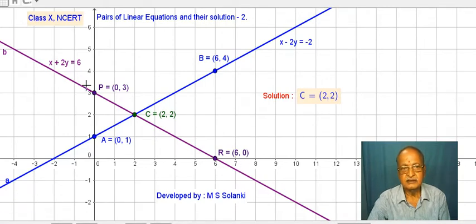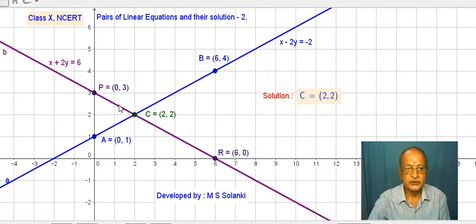And then we have seen that x plus 2y is equal to 6 is passing through P and R, where the coordinate of P is 0, 3 and of R is 6, 0. And x minus 2y is equal to minus 2 is passing through A and B. The coordinate of point A is 0, 1 and of point B is 6, 4. This is how we calculated, I have explained to you.